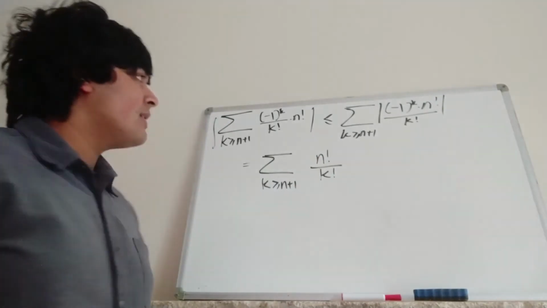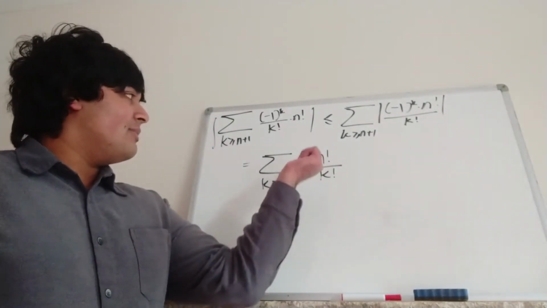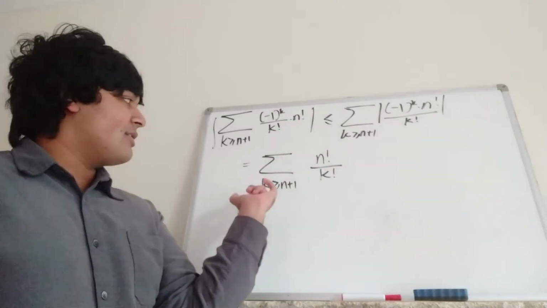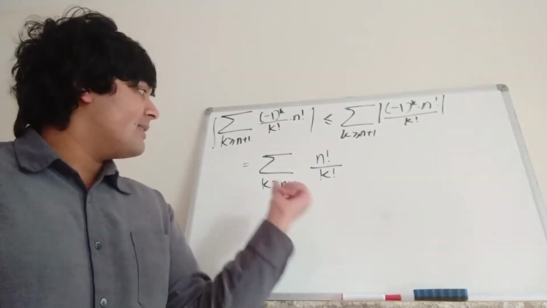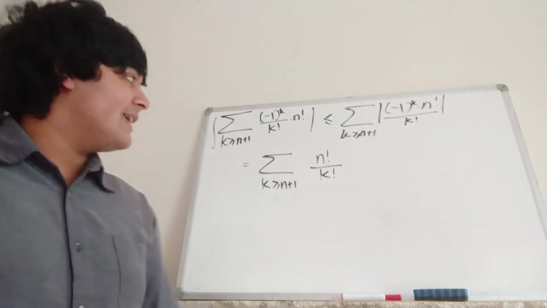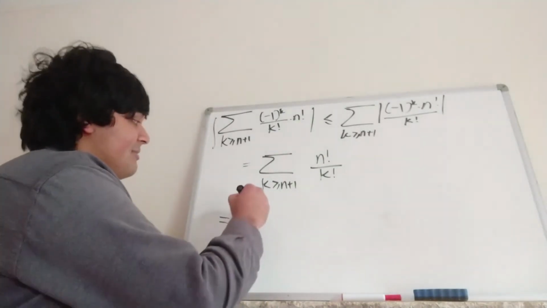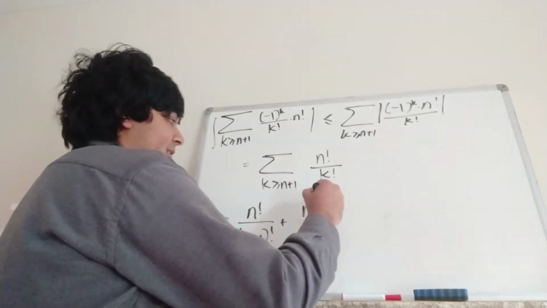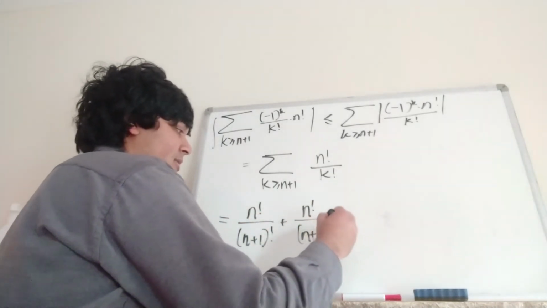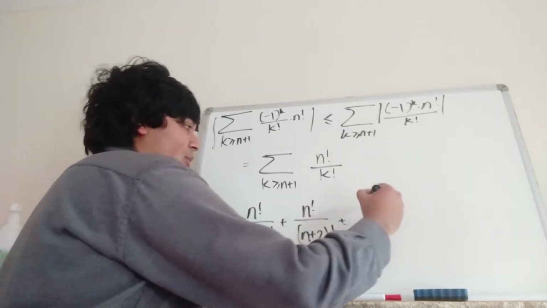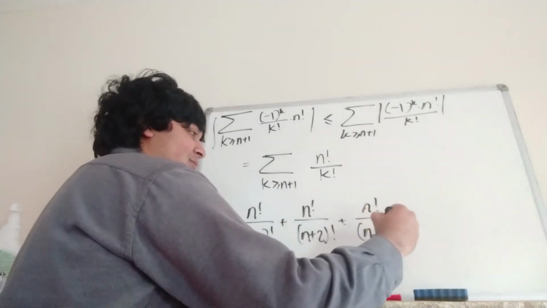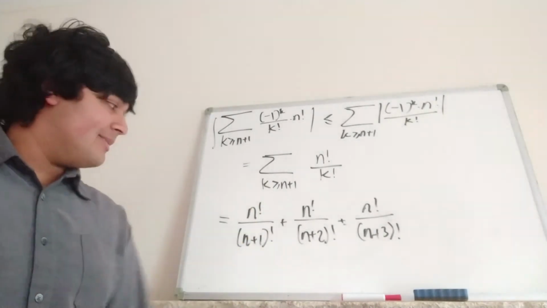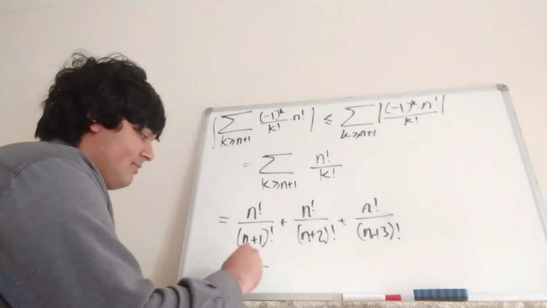But now notice that we've got n factorial over k factorial, and k is going from n plus 1 onwards, but in particular, the bottom thing here, if we just perhaps write out the first few terms, we'll get n factorial over n plus 1 factorial, plus n factorial over n plus 2 factorial. Let me write one more term out, n factorial over n plus 3 factorial. Okay, but of course we can do some cancellations from this guy. This is just 1 over n plus 1.